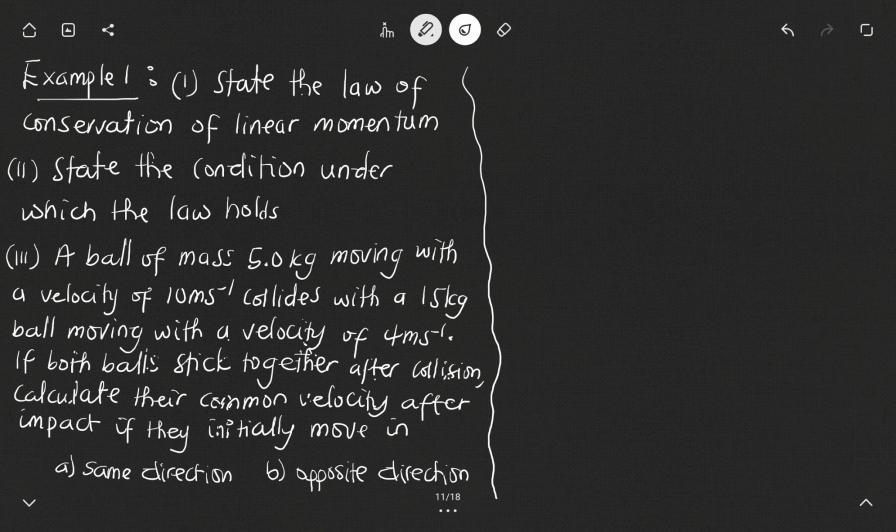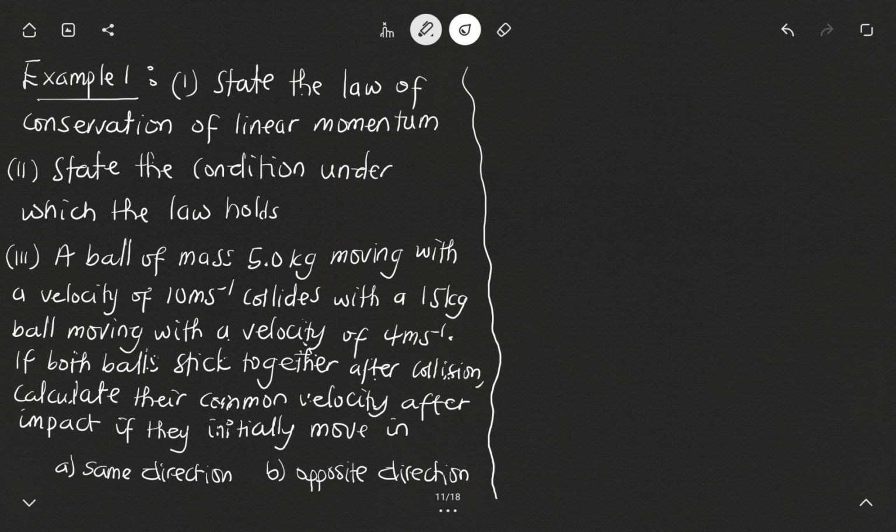Now, the second aspect states the condition under which this law holds. This law only holds when we have no external force acting on the two colliding bodies. So if the two bodies are going to collide and there's an external force, then the law does not hold. That is, the law of conservation of momentum does not hold. It means that momentum is not conserved, and so momentum after collision will not be equal to momentum before collision because we have an external force acting on the system.